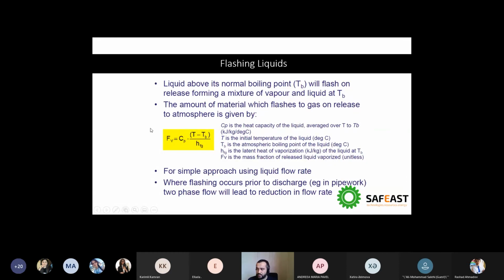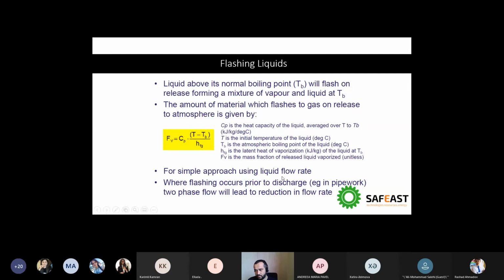It will really depend on the heat capacity and the temperature difference between the initial temperature of the release and the atmospheric boiling point of the liquid. Due to that, you will identify which mass fraction of the released liquid will flash, will evaporate, and the rest remains in the liquid pool.